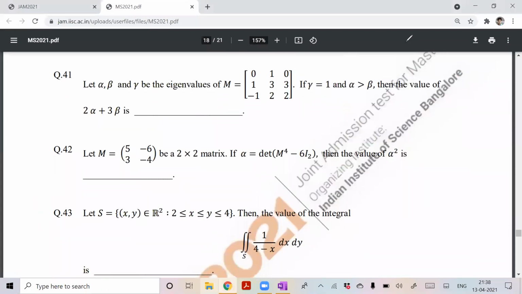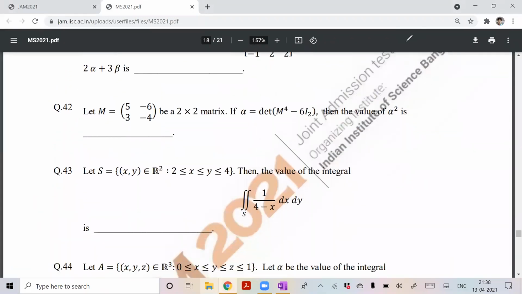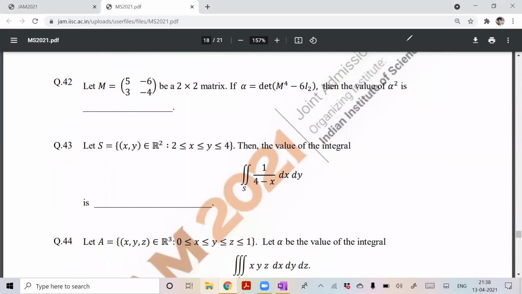So 42 is also on a similar concept. It is saying M is a matrix containing 5 minus 6, 3 minus 4, a 2 cross 2 matrix. If alpha is the determinant of M raised to power 4 minus 6 I2, then the value of alpha square is. Okay, so alpha is the determinant of this matrix. Since this is an identity matrix, this will help us.